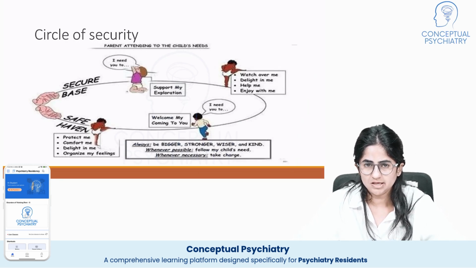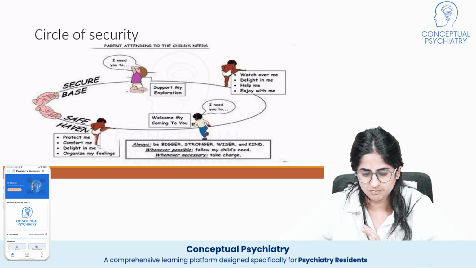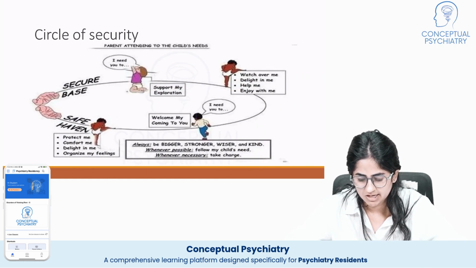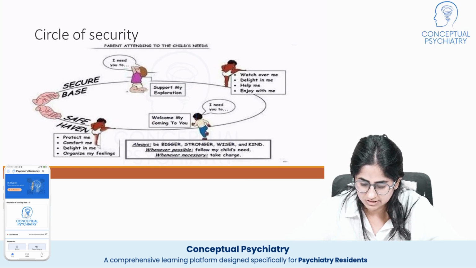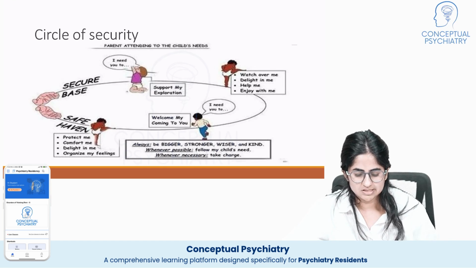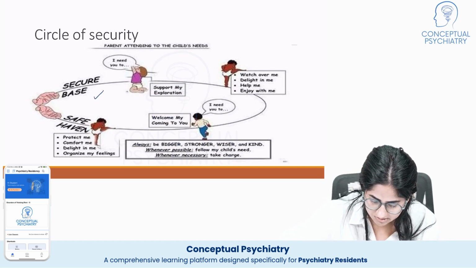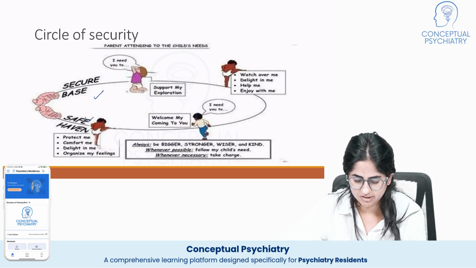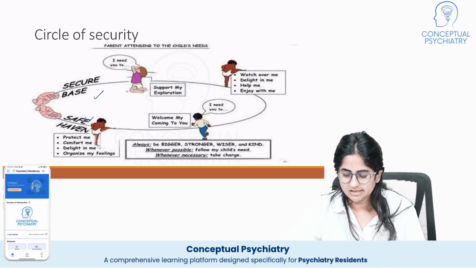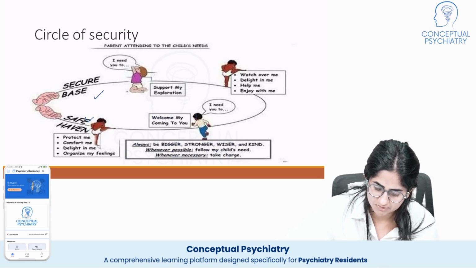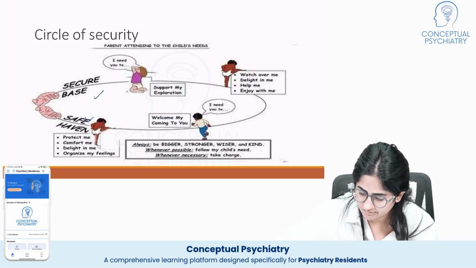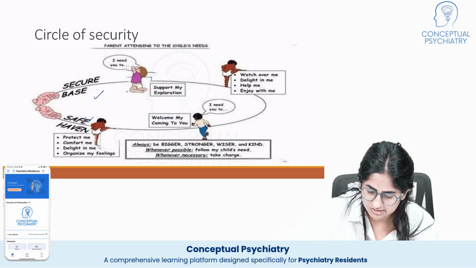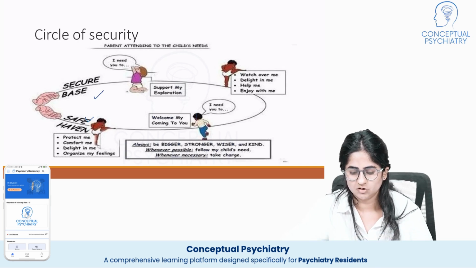The circle of security includes the components that we have spoken about. Apart from that, if you look, it also includes other parts. So here is a secure base, right? The safe haven where the child is asking, protect me, comfort me, delight in me, organize my feelings, right? And here the child is trying to explore but wants to come back as well. So secure base is given at that point of time. Watch over me, right? I need you to. So all of this is a part of the circle of security.